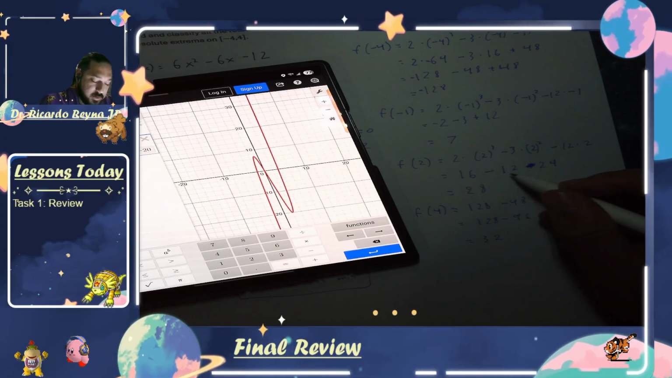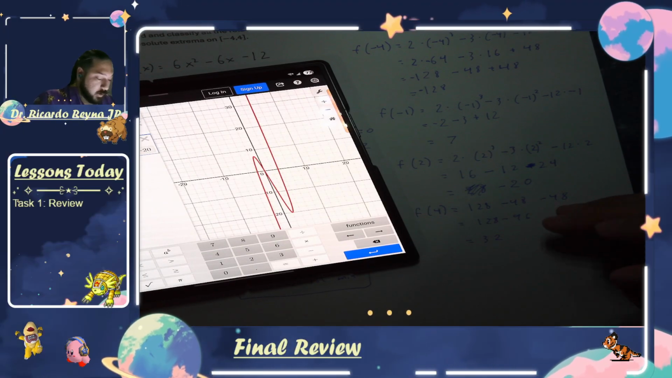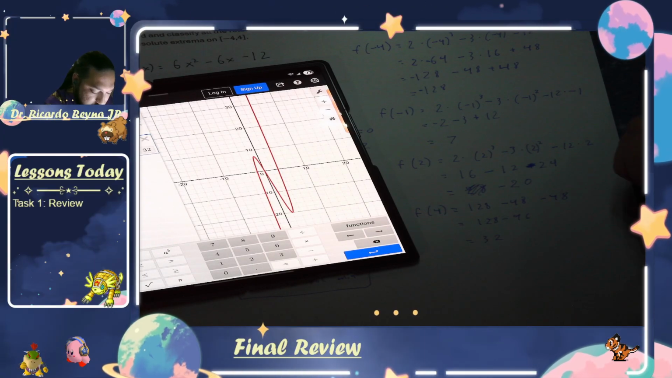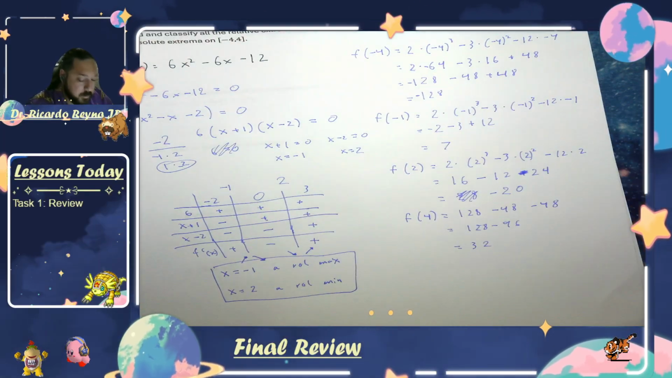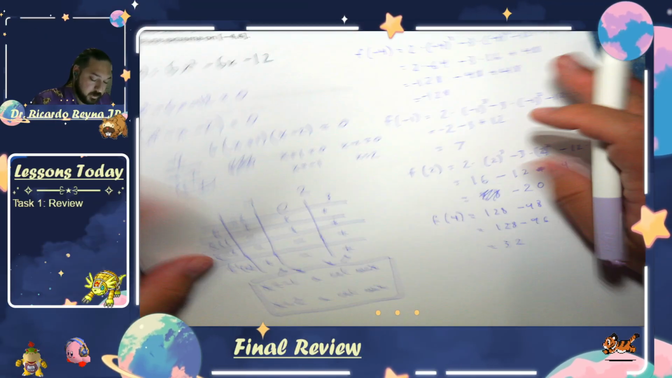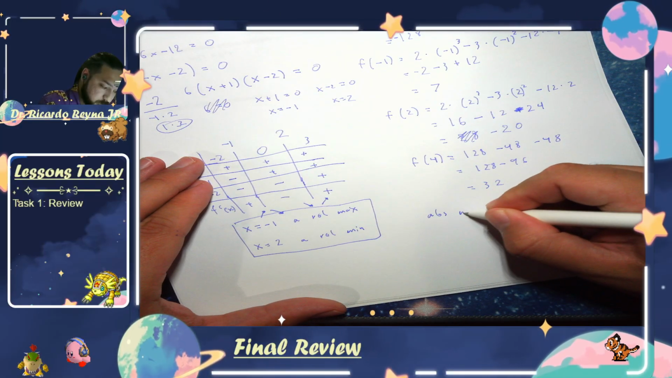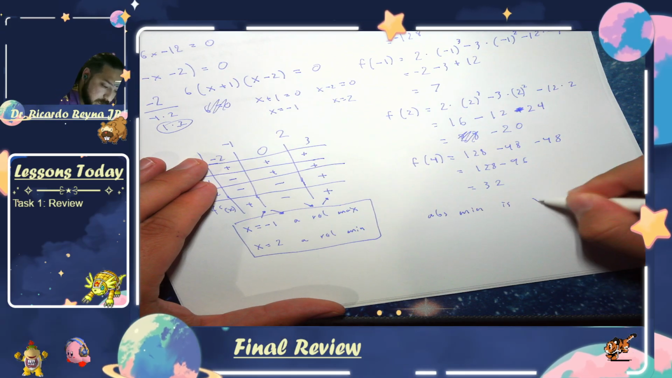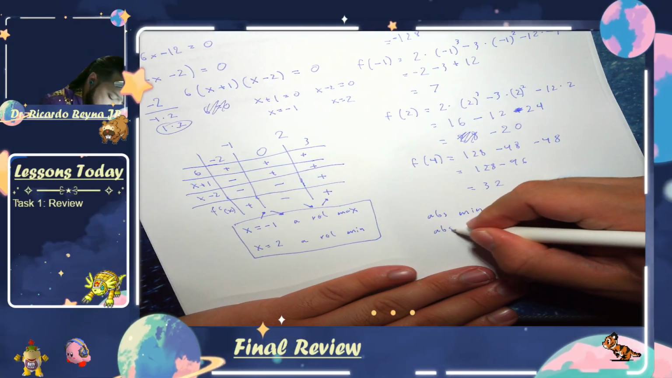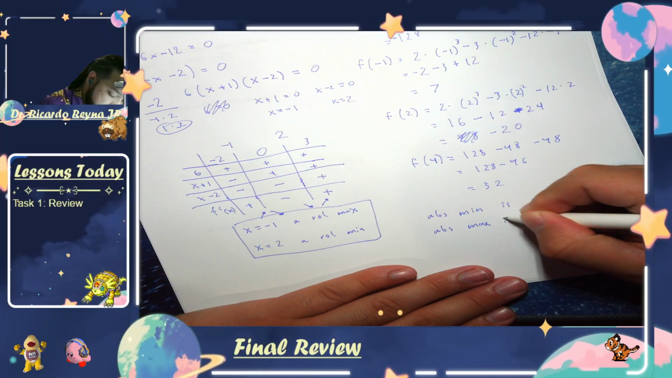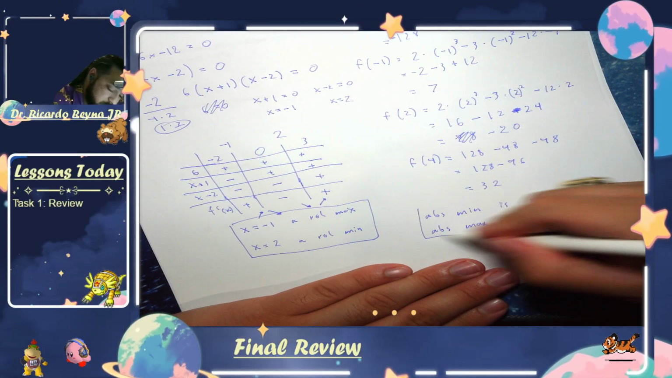So in that case, 16 minus 36. Oh yeah, that's definitely -20. My bad. Okay, I guess it's a good thing we checked. And then 4, 32. Okay. So from here, what's the absolutes? The absolute lowest is at x equal to -4, and the absolute max is at x equal to 4.